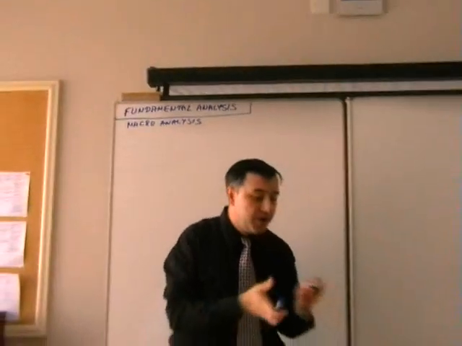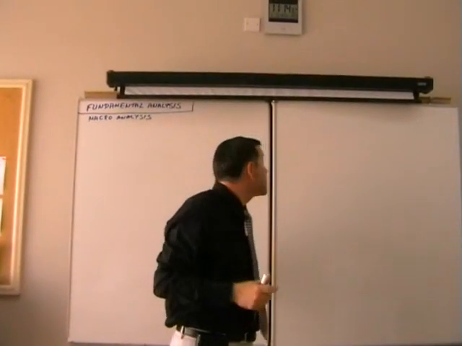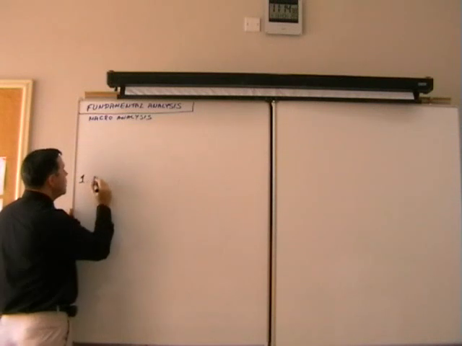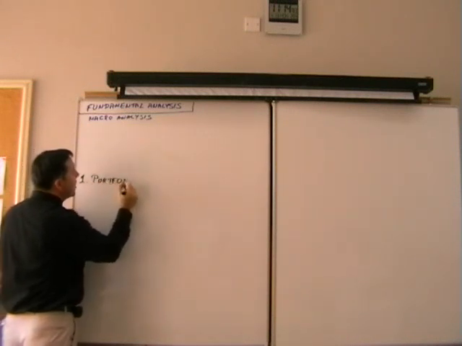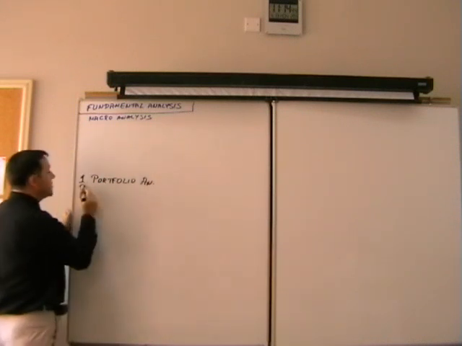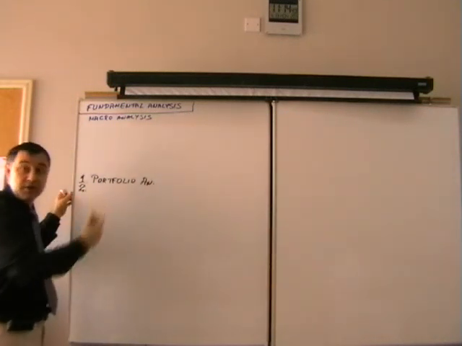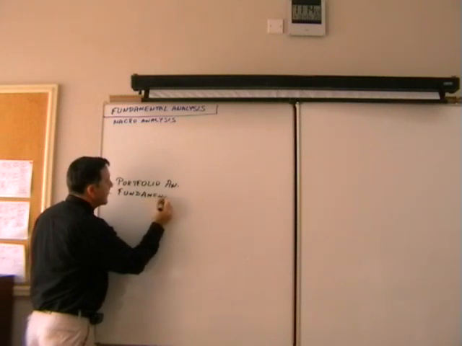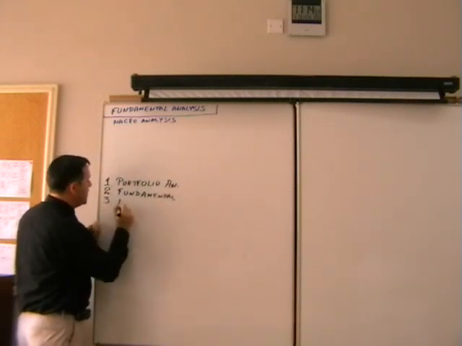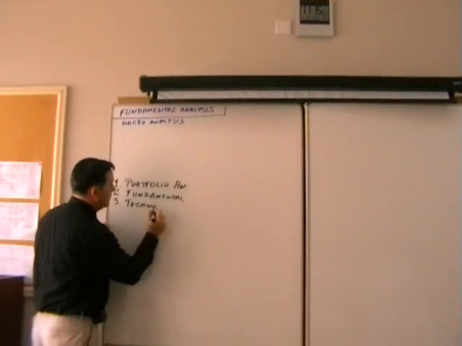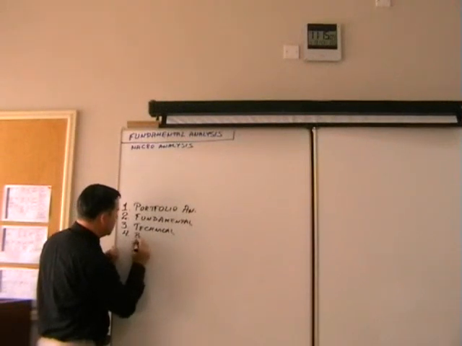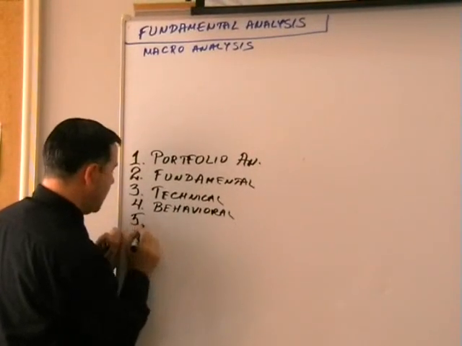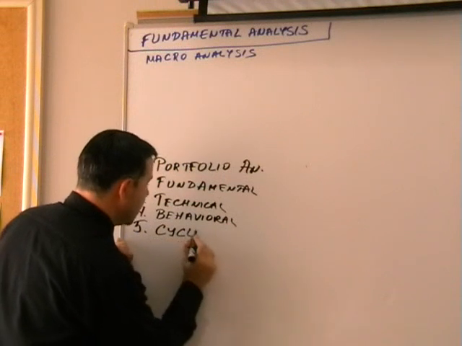Now let's begin with a little bit of background on how this course started out. We started out with the following five analyses. We have portfolio analysis. The next type of investment analysis is fundamental. The third type is technical. The fourth one is behavioral. And the last type of analysis is cyclical.